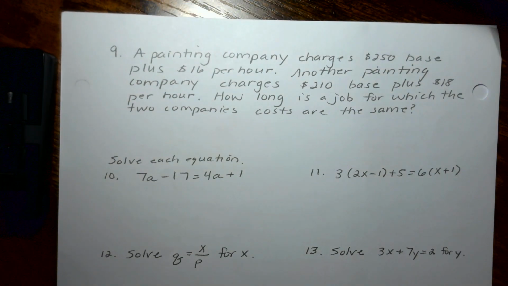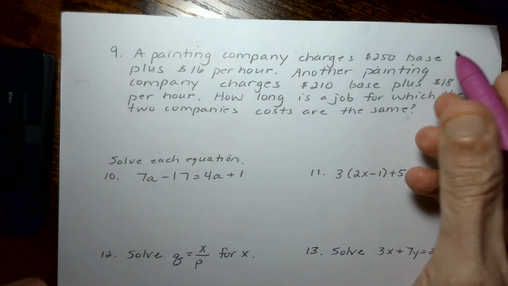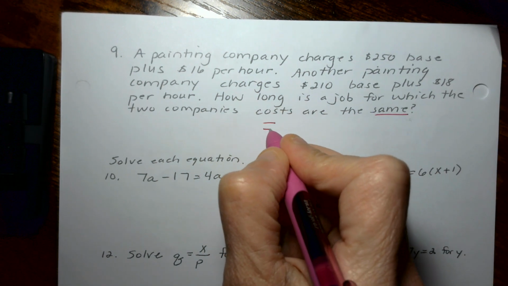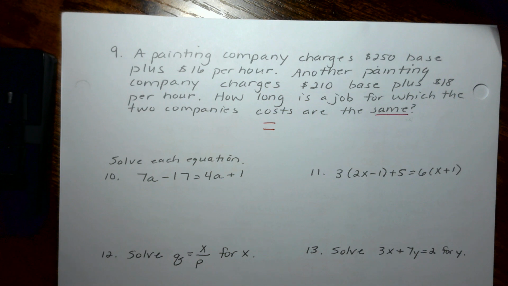All right, a painting company charges $250 base plus $16 per hour. Another painting company charges $210 base plus $18 per hour. How long is a job in which the two companies are the same? And another word for same is equal. So we've got 2 different companies.